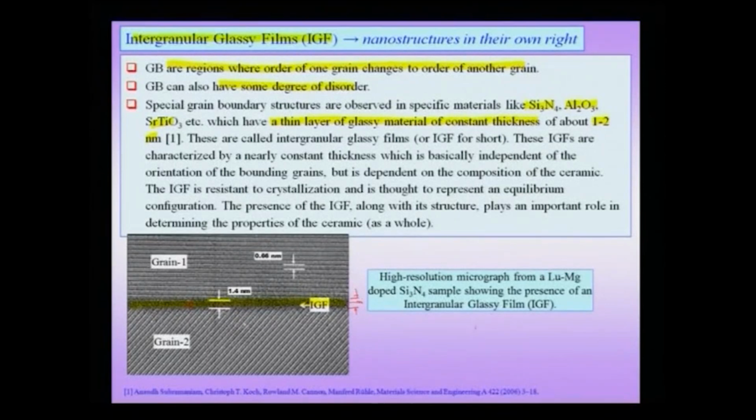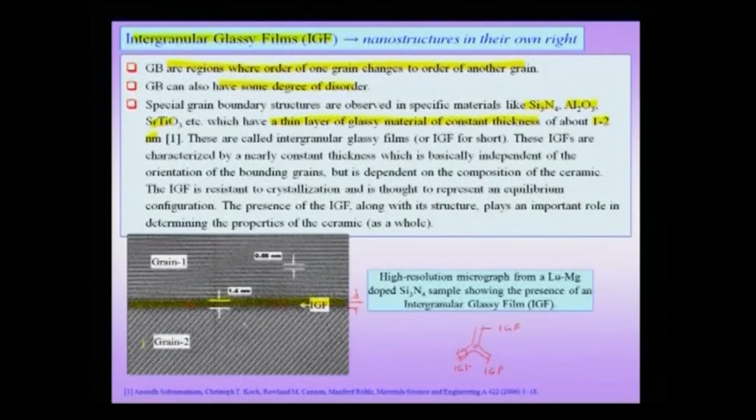So, if you have a triple pocket between 3 grains, then suppose these are IGFs, intergranular glassy films. Then this triple pocket glass is akin to the bulk glass, while these IGFs have a structure which is glassy. In other words, there is some partial order close to the boundaries, and these are self regulating in their composition, and therefore, they are a different kind of a structure compared to the bulk glass, and they are in themselves a nanostructure wherein the grain size happens to be in the micron scale.